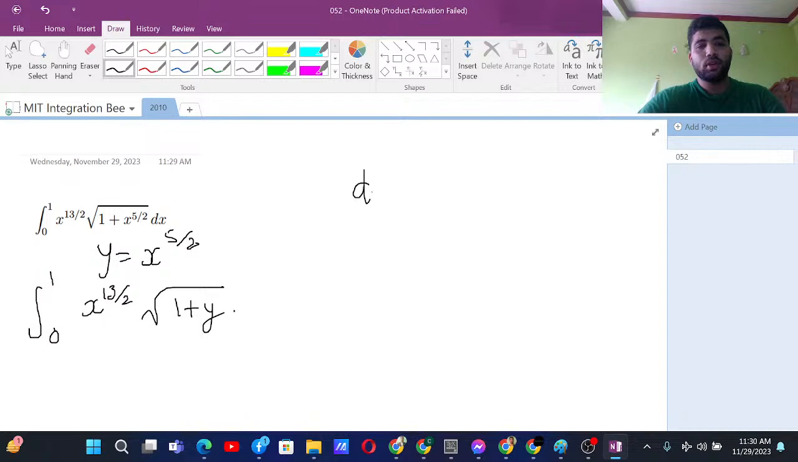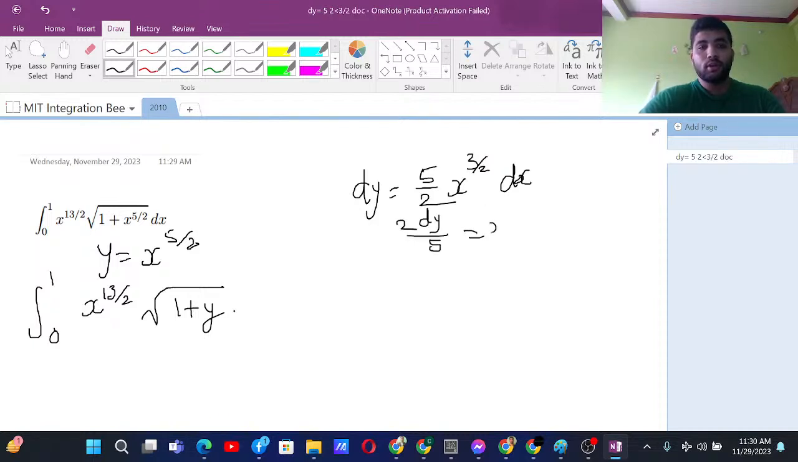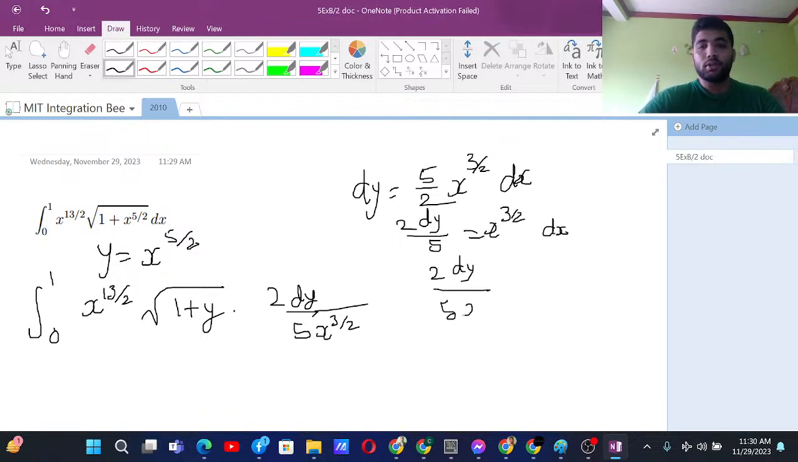Then we will have dy equals 5 by 2 x to the power 3 by 2 dx. So 2 dy by 5 equals x to the power 3 by 2 dx. Okay, so this one is 2 dy by 5, and also x to the power 3 by 2. You see, so 2 dy by 5 is x to the power 3 by 2 dx.